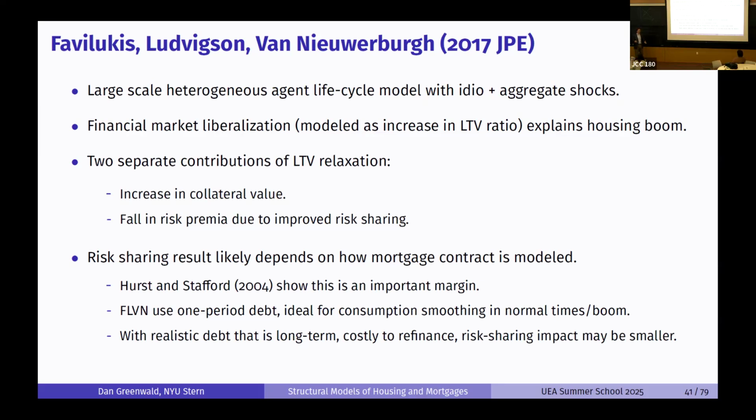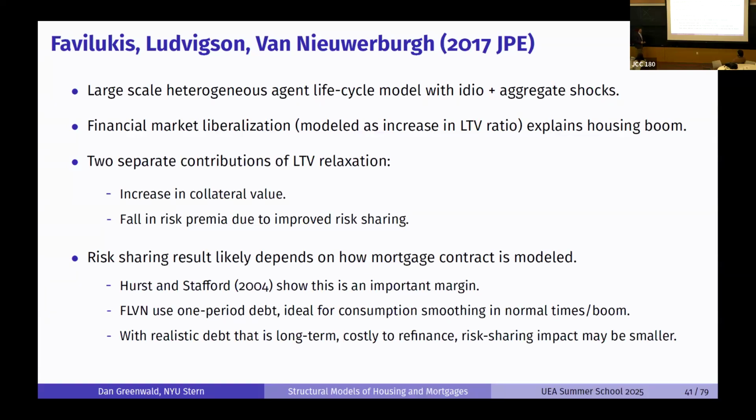So as you can tap more of your home's equity, that actually makes your consumption a little bit more stable. And that actually leads you to basically reduce your risk premium. And so whether this is going to hold up in the real world, I think depends a bit on how the contract is modeled. They're going to use one period debt. So they're going to assume that every period you always have like a home equity line of credit on your house you can draw. And you can use this really well to smooth consumption.